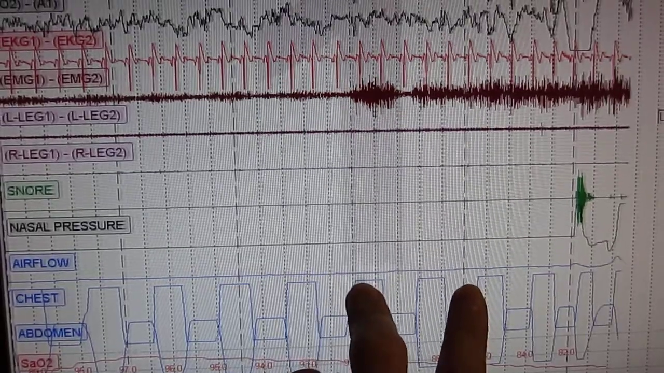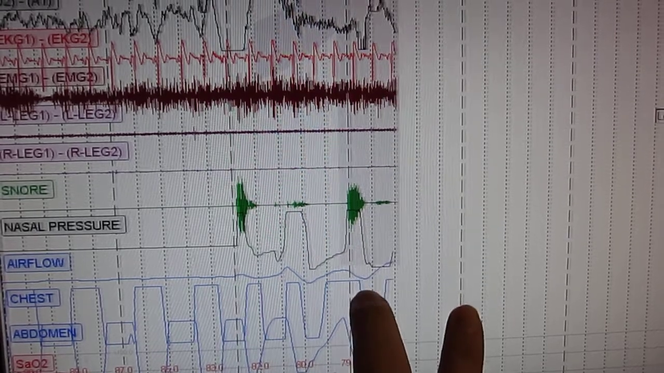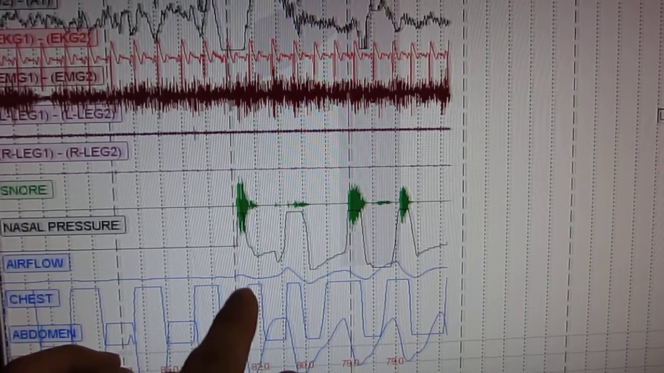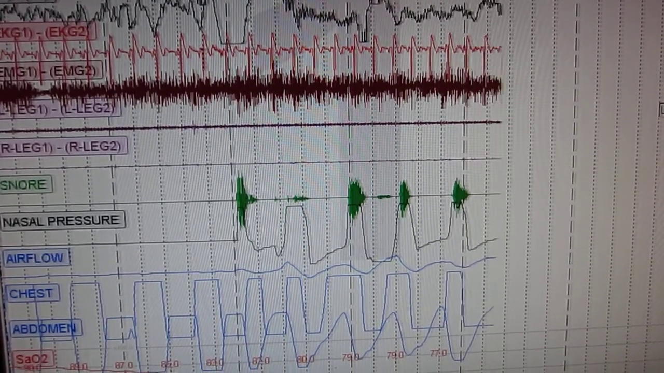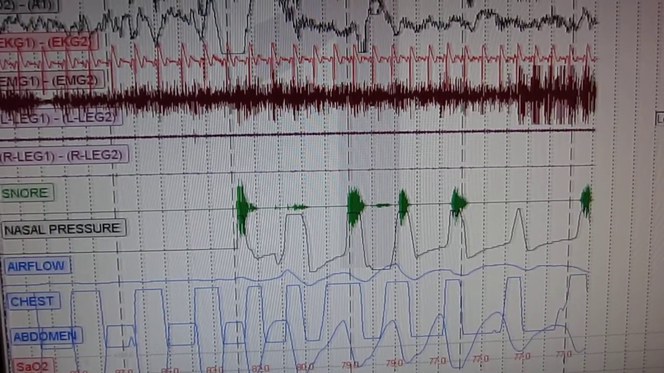From here to here is 5 seconds. Each one of these dark dashed lines is 5 seconds long. And as you can tell, they just went a little over half a minute without breathing. And you can see their blood oxygen still going down.